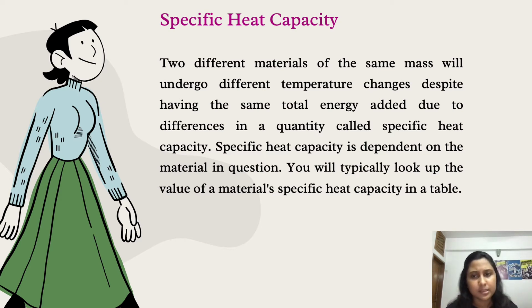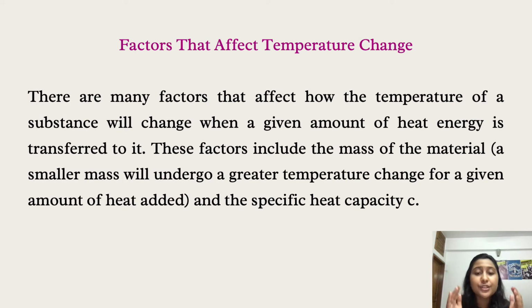Think about it like this. Suppose you have two different substances that weigh exactly the same and are at exactly the same temperature. The first substance has a high specific heat capacity and the second substance has a low specific heat capacity. Now suppose you add exactly the same amount of heat energy to both of them. The first substance, the one with the higher heat capacity, will not go up as much in temperature as the second object.